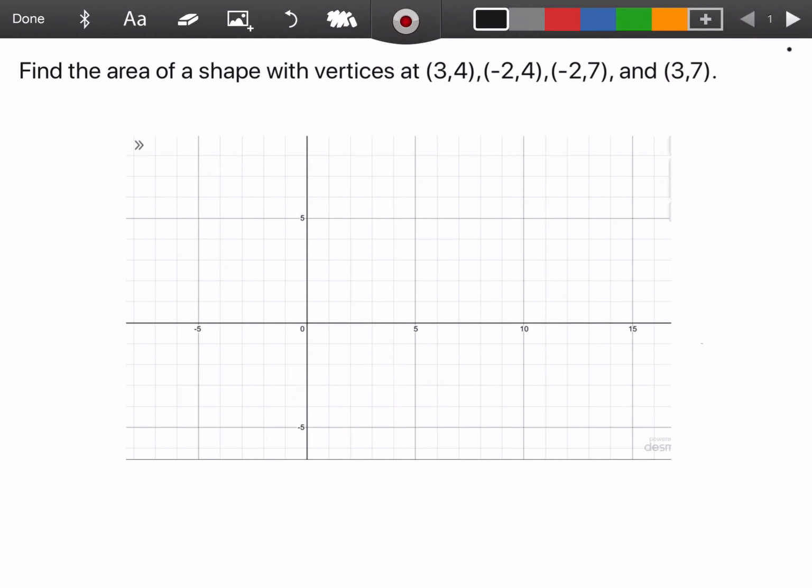at finding the area of shapes on a coordinate plane. So the first thing we have are 1, 2, 3, we've got 4 points, which means we're going to be making a quadrilateral.